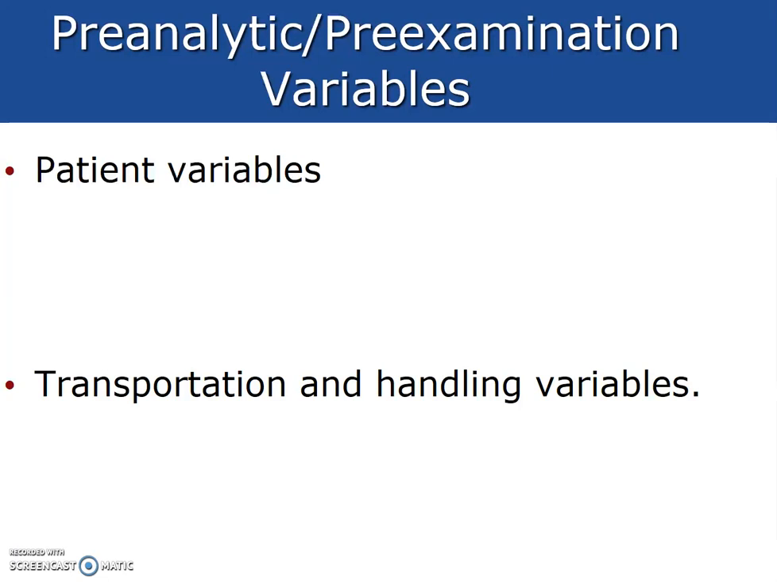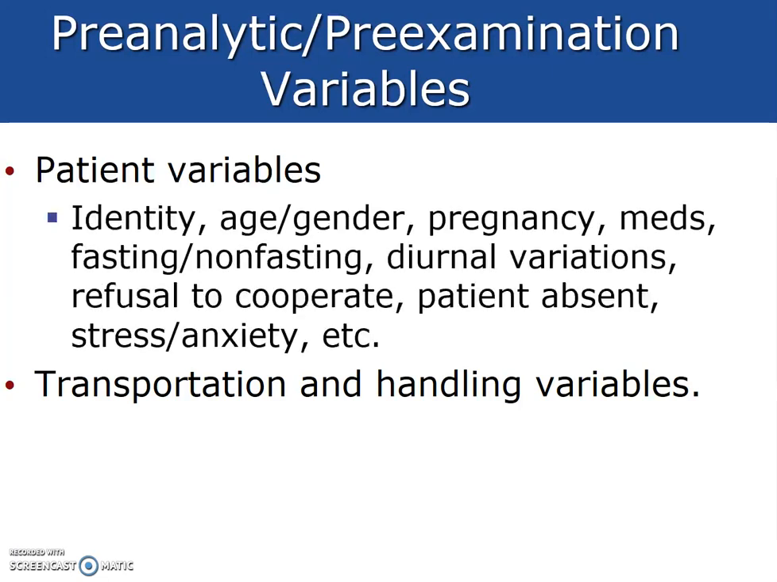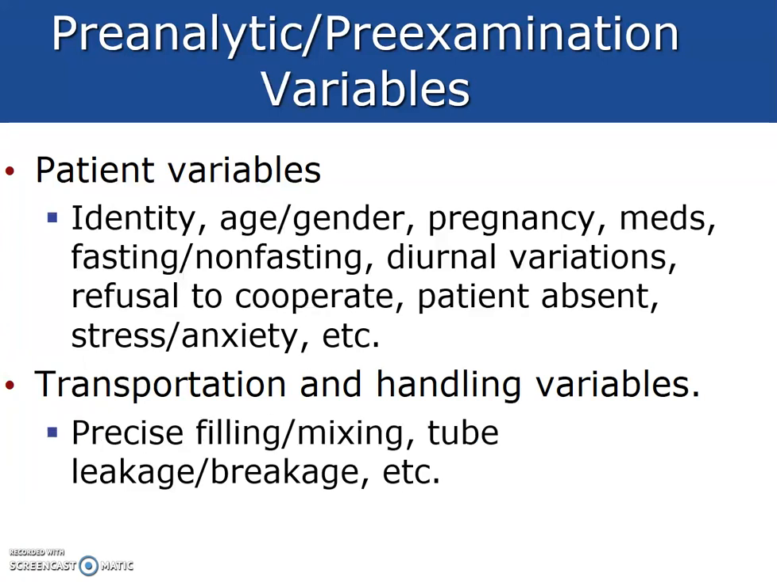Preanalytical examination variables, patient variables. We had talked about this previously when we looked at Chapter 9: identity, age, gender, pregnancy, meds, fasting, non-fasting, refusal to cooperate, patient's absence, stress and anxiety are some of the patient variables we might experience. Transportation and handling variables vary. Precise filling, mixing, tube leakage, and breakage could potentially happen.